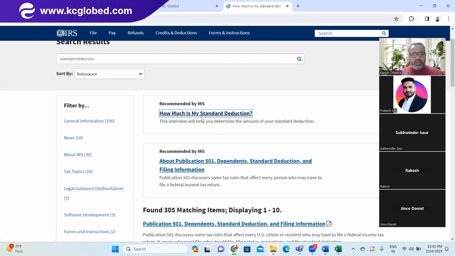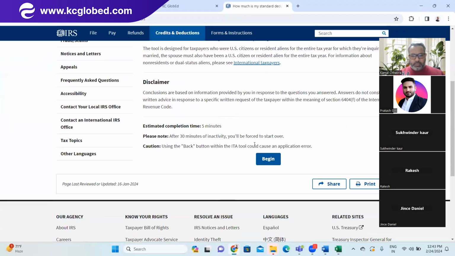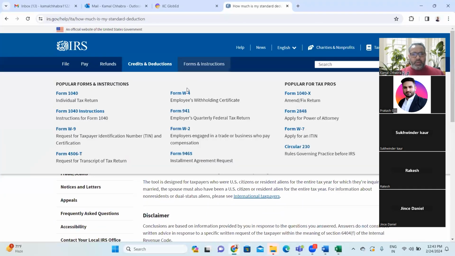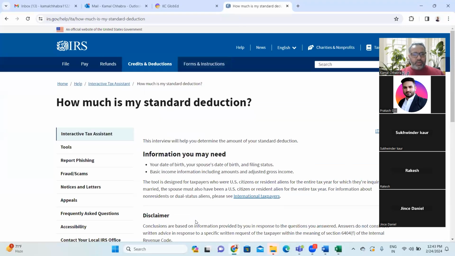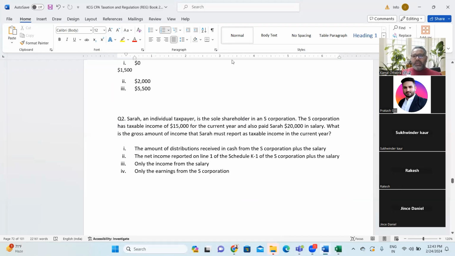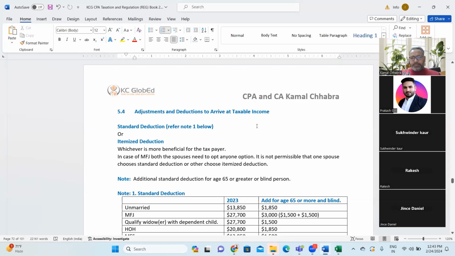There are publications which you can take a look at. I'll send you the link in the group, where you can see all these deductions changing year over year. It's available on the IRS website. Every time, we also update our book from the IRS website, to be very honest, just to be in sync with what is latest. Maybe after the class, I'll send you the link where exactly you can go through to see the change in the limits every year.